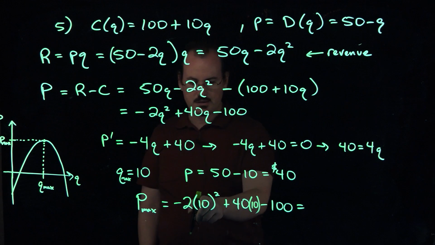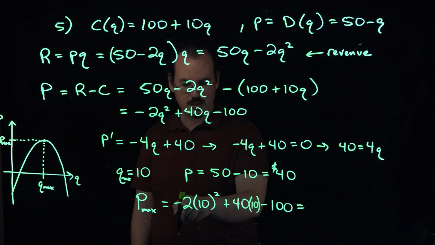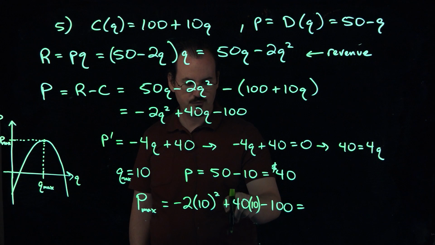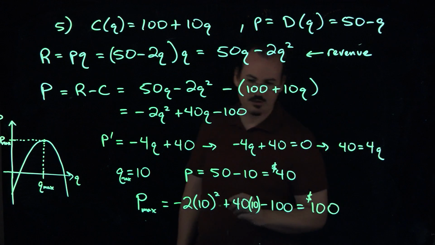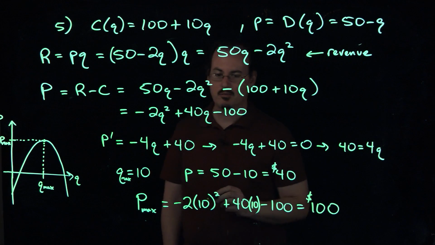Okay, so what do we get? 100 times negative 2, that's negative 200, and then there's a 400 there. So that's 400 minus 200 is 200 minus another 100, we get 100. Okay, and this will be in dollars. Okay, so $100 is our maximum profit.